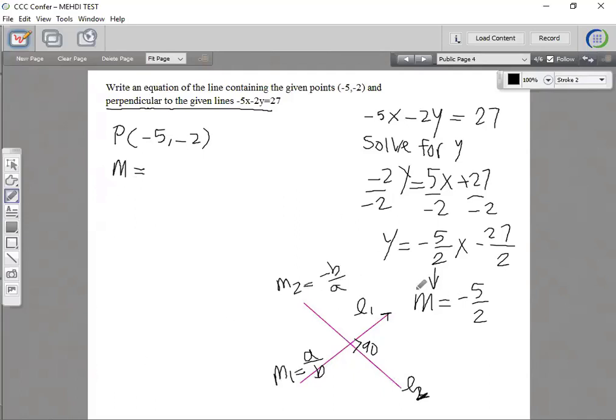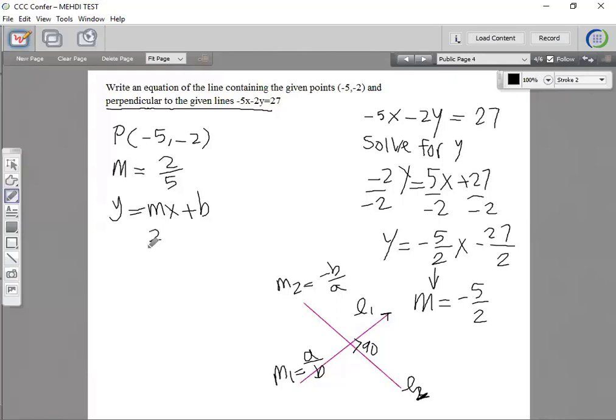Okay, so if the slope of this line is -5/2, the slope of my line would be the negative reciprocal of that, which is +2/5. And this is all the information I need in order to write the equation of the line. We can substitute this information into the y = mx + b formula or the point-slope formula. I suggest you use y = mx + b. That's the easiest one to use.